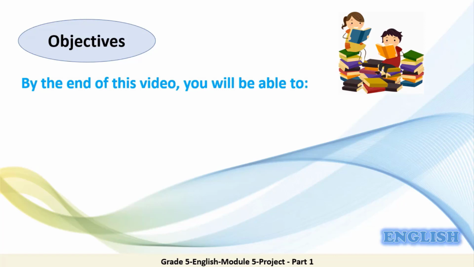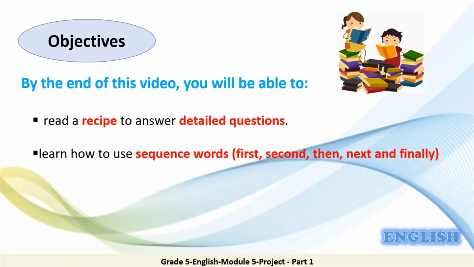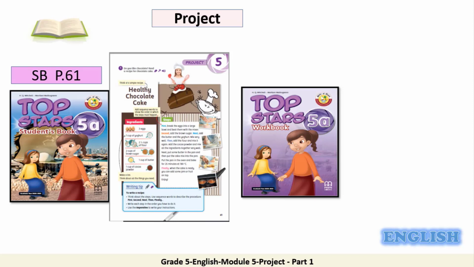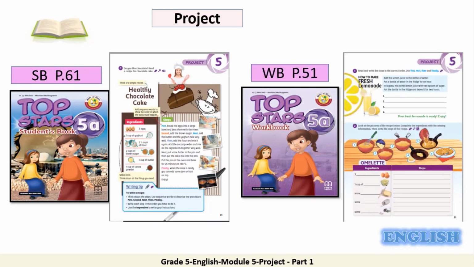Dear students, let's start with the objectives. Today you are going to read a recipe to answer detailed questions. Learn how to use sequence words first, second, then, next, and finally. Use the imperative form to write a recipe. My friends, bring your box and open your student's book page 61 and your workbook page 51.